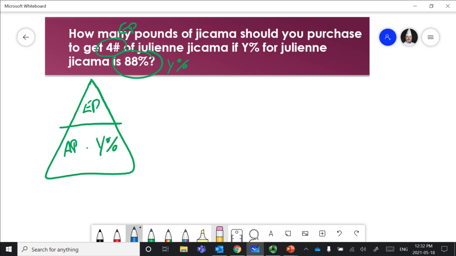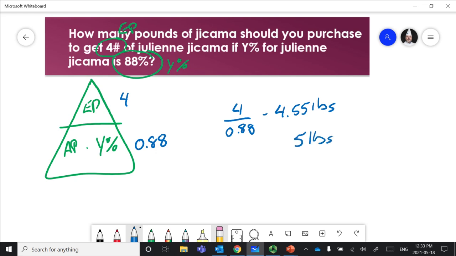So I'm going to take my yield percentage and put it down here as a decimal right away. My EP is 4 pounds, so now I need to do 4 divided by 0.88, which is going to give me 4.55 pounds. Now, if I'm going to order this from a grocery store or a supplier, I probably can't order 0.55 pounds, so I'm going to have to order 5 pounds and round it up, right?